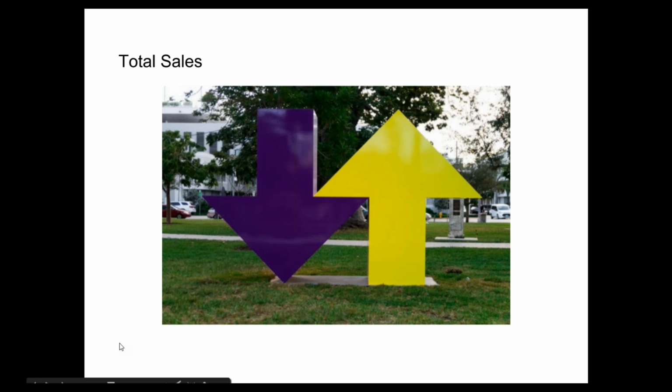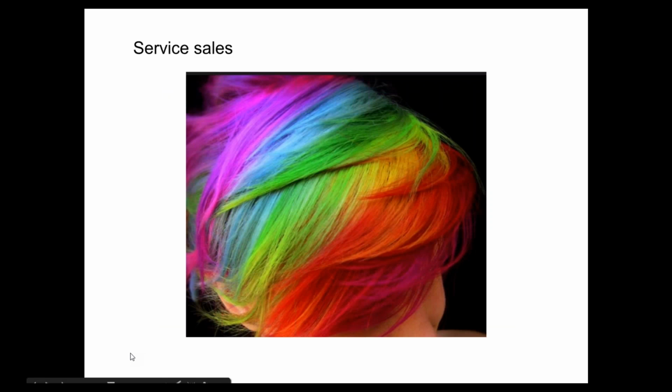So let's have a look at those in a little bit more depth, at what does it actually measure. Total sales measures the total value of all products and services sold. However, it does exclude vouchers. So if you sell a lot of vouchers, don't expect to see those in here. Service sales is the total value of all services sold.